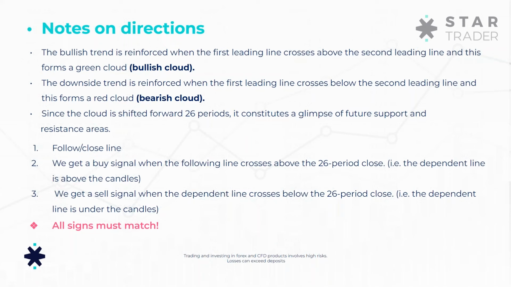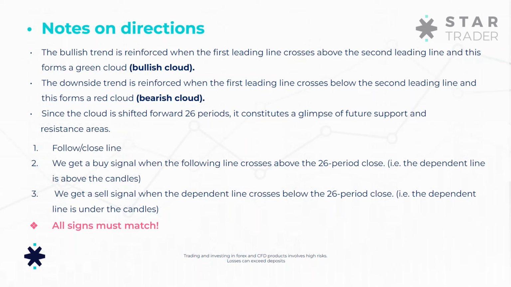So the bullish cloud and the bearish cloud, as I told you before: when the candles are above the cloud, it means the market momentum, the market trend, is bullish. And if the candles are below the cloud, it means the trend is bearish. That's how we predict the market.